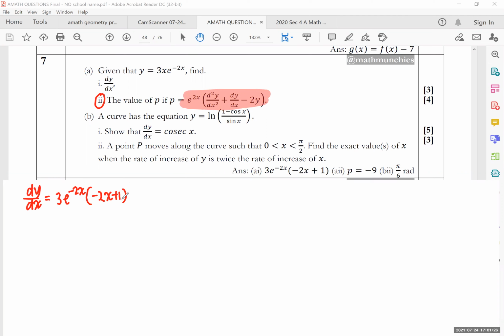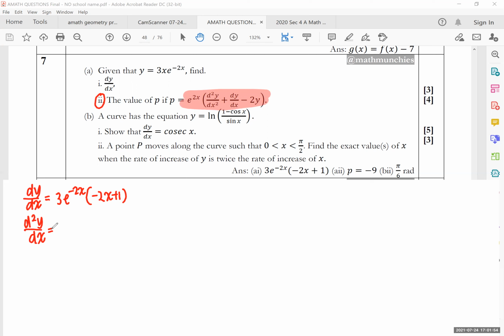Now, what is the next thing you need to find? The d²y/dx², your second derivative. How to find your second derivative? The only way is to differentiate your first derivative one more time, right? Have you all done that? So how to do it?